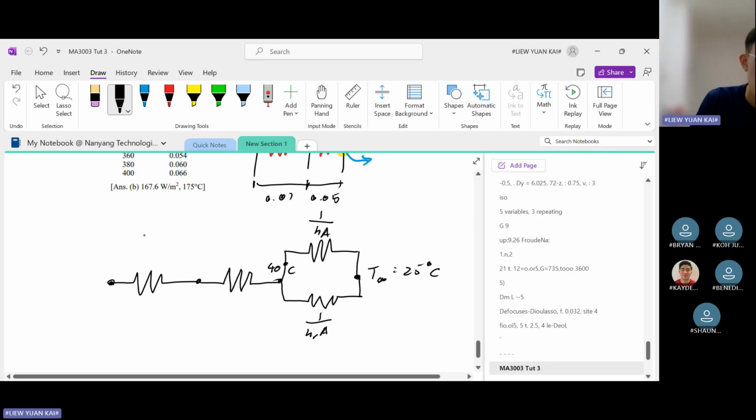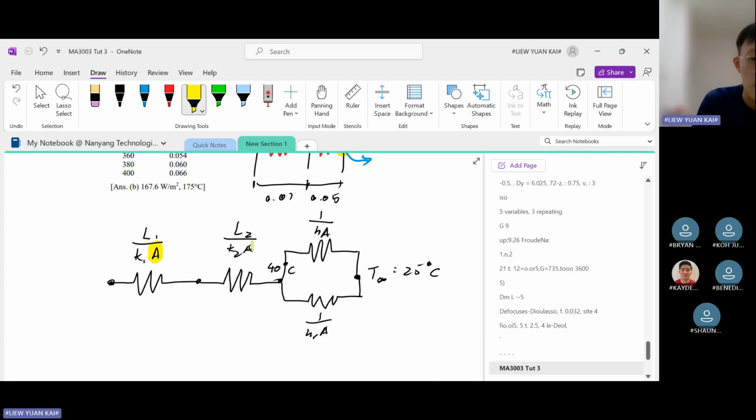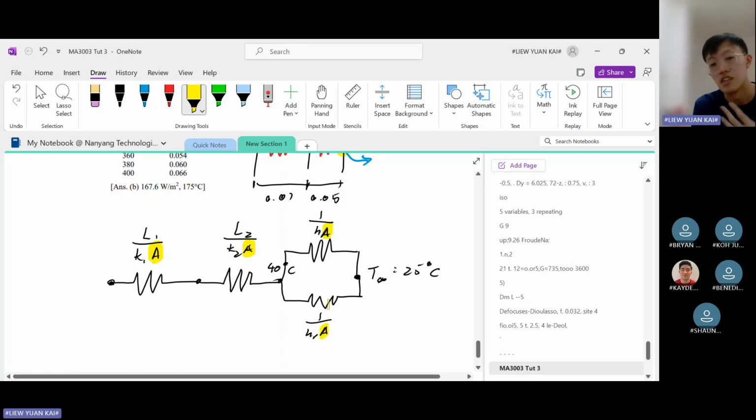This one, the first one, is the steel. So let's call it L1, K1A. And this is L2, K2A. All the A's are the same, right? Because they all go through the same cross-sectional area. But the thickness is different. That's why I label it L1 and L2. Then the conductivities are also different. That's why I label them as K1 and K2.